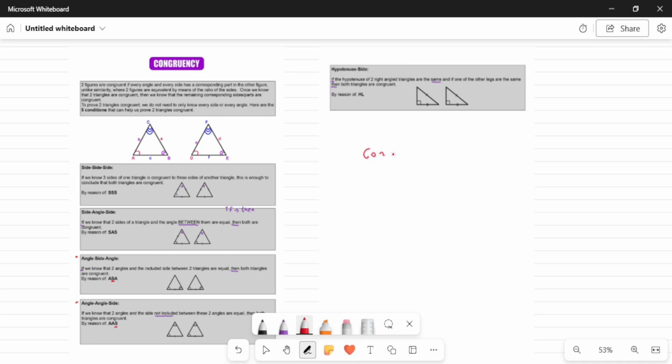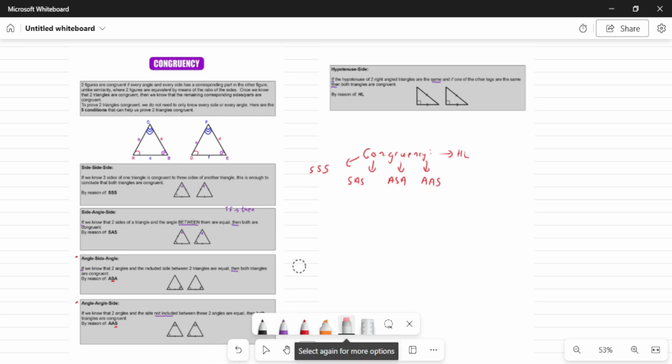So we have congruency, and we have 5 conditions that we can use to prove two triangles congruent. It's either I must know all of the sides of both triangles, I must know 2 sides and the included angle of both triangles, I must know 2 angles and the included side of both triangles, or I need to know 2 angles and a side that is not included between both, or I need to have 2 right angle triangles whose hypotenuse are the same and one other leg is the same. And if we have that, then we can prove congruency, right?